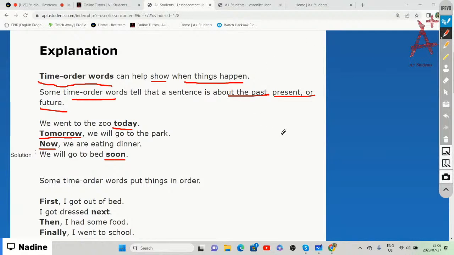So just to go over it again, time order words can help show when things happen, right? Words like today, tomorrow, now, or soon are examples of time order words. And we said some time order words can tell us about the present, the past, or the future. Things like today, tomorrow, now, soon are an indication of whether it's happening in the past, present, or future.